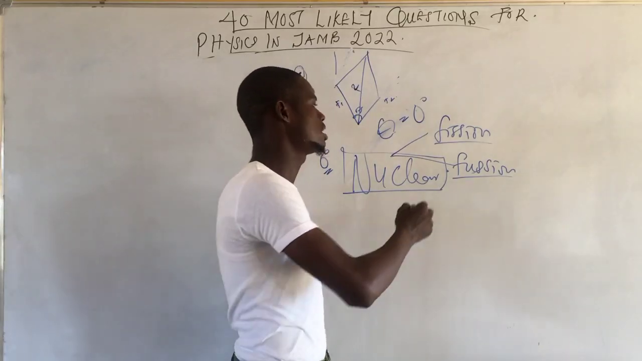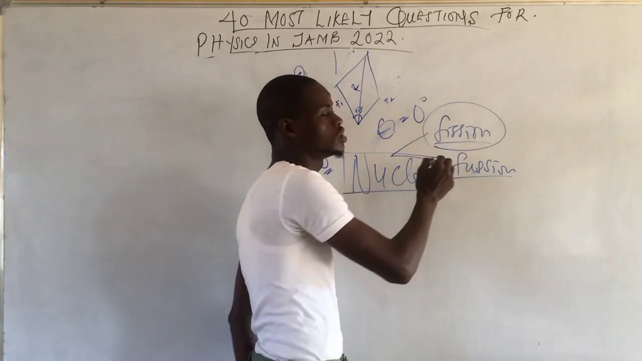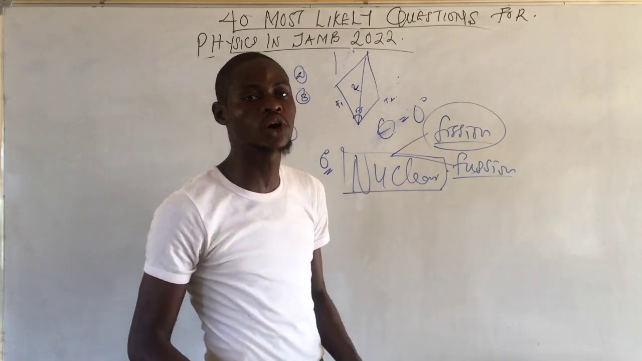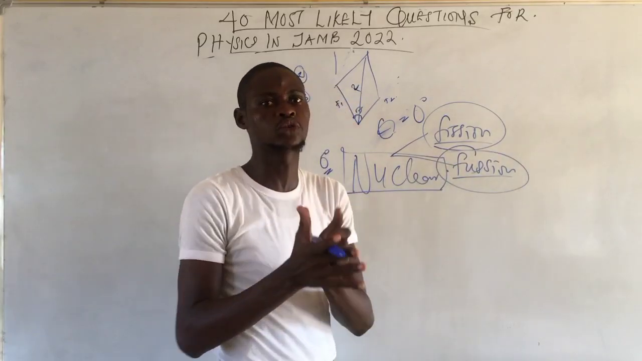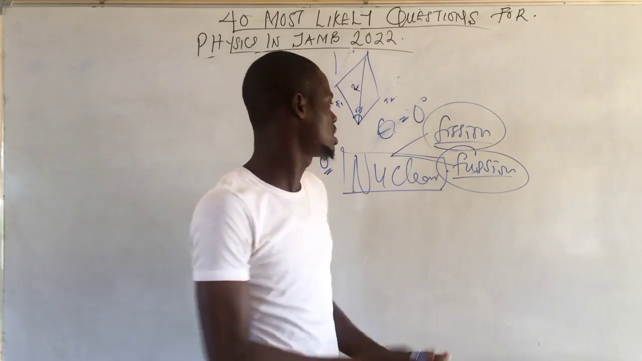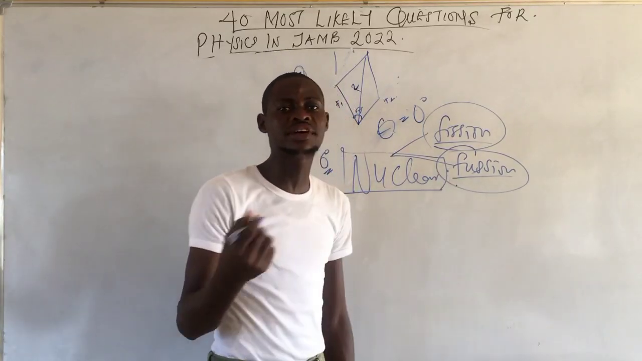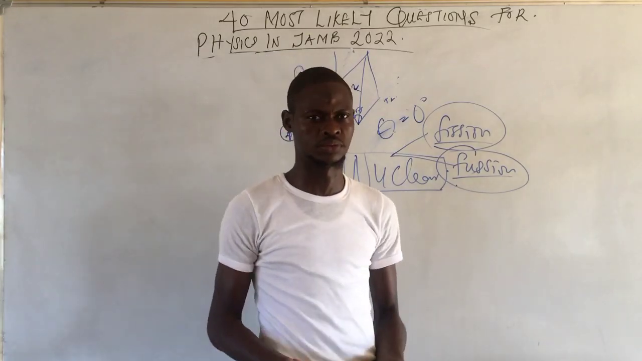But the major one that we use in our daily life is nuclear fission. But the sun that is generating light for us produces its own energy using nuclear fusion. Fusion is the coming together of smaller nuclei to form a larger nucleus. That's what we call fusion. So the sun generates its energy using nuclear fusion. This question is also common.